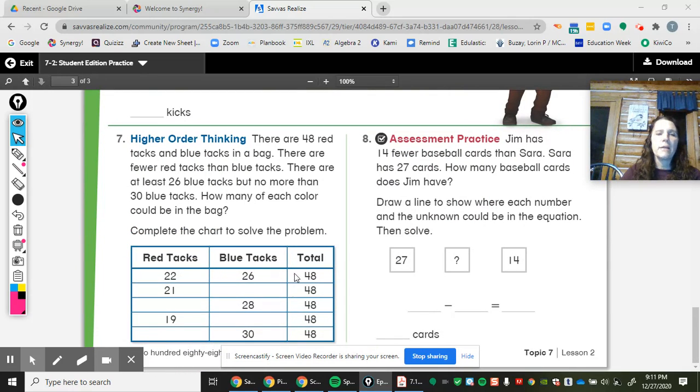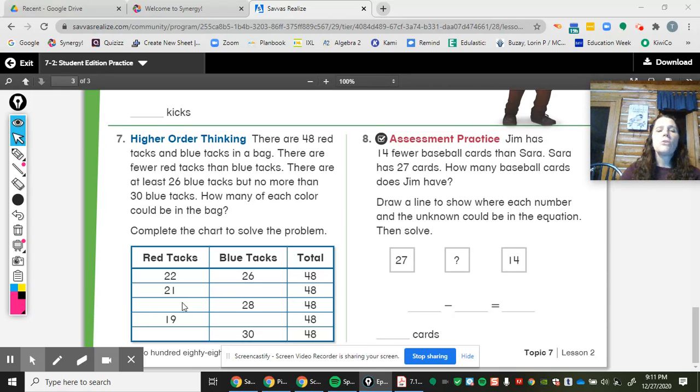Look at 7. 7 has you using this chart. So it says there are 48 red tacks and blue tacks in a bag. There are fewer red tacks than blue tacks. There are at least 27 blue tacks, but no more than 30 blue tacks. How many of each color could be in the bag? Complete the chart to solve the problem.